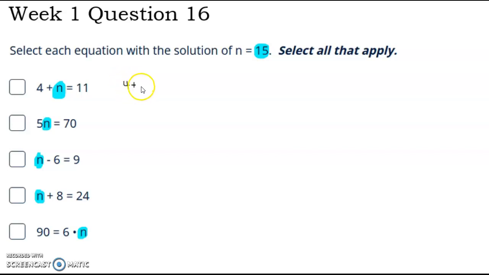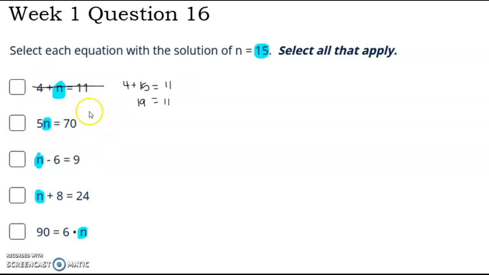4 plus, I'm not writing n, I'm writing 15, equals 11. See if that's true. 4 plus 15 is 19. That is not true. So that one's not going to work.